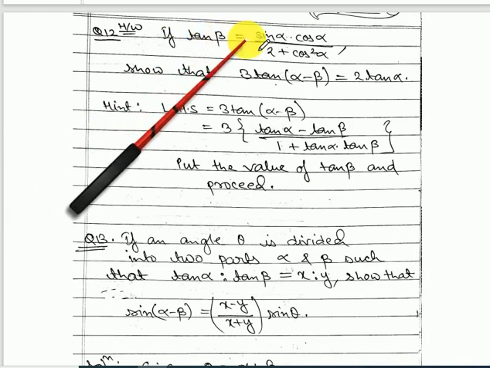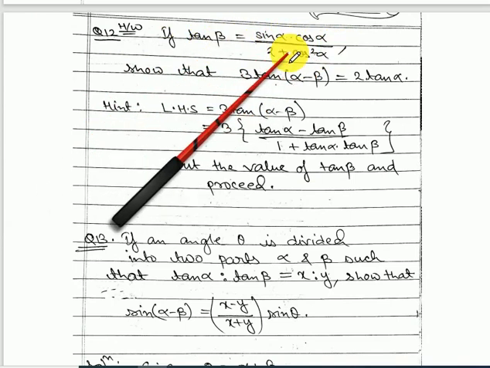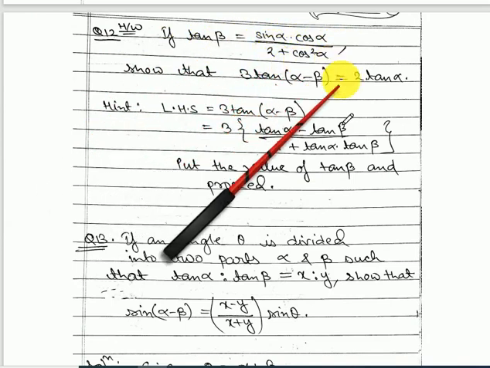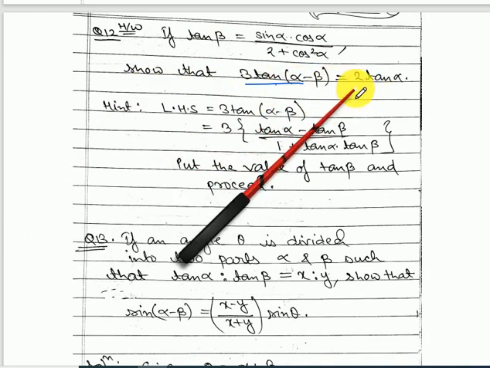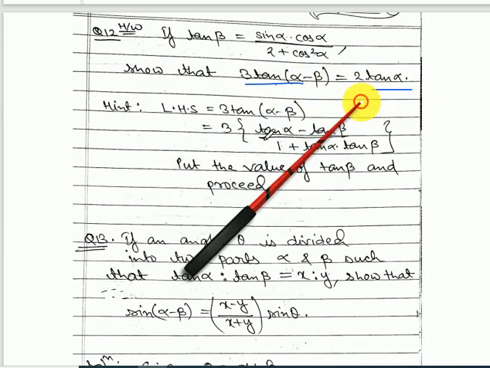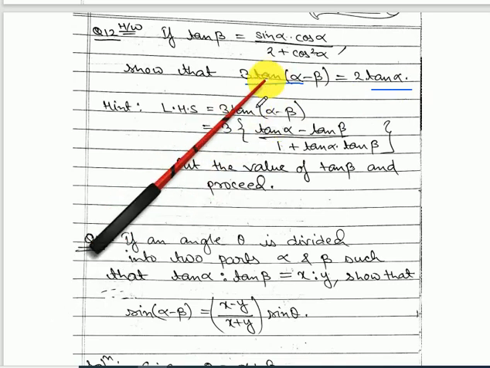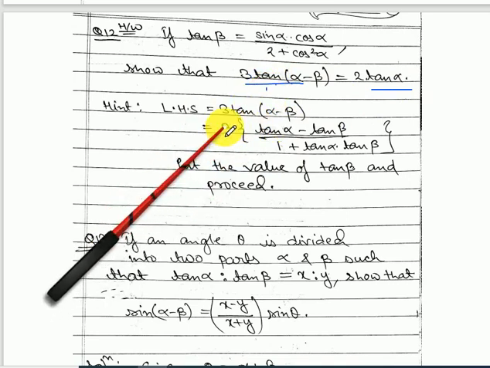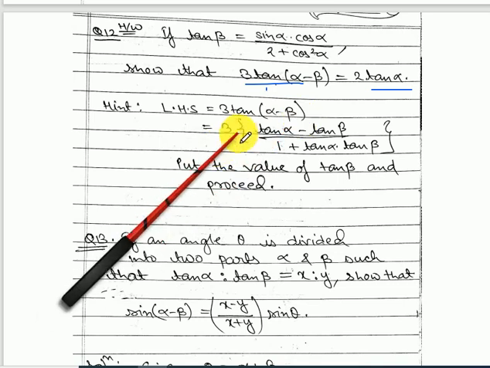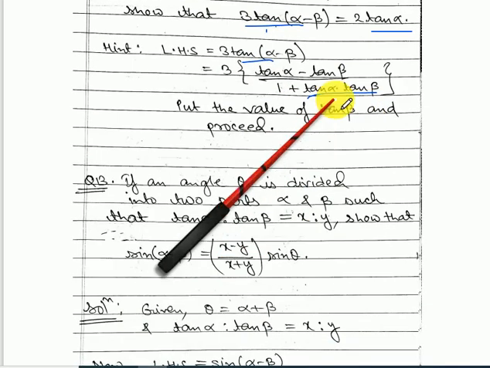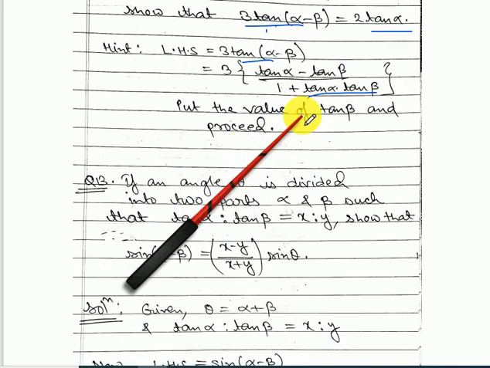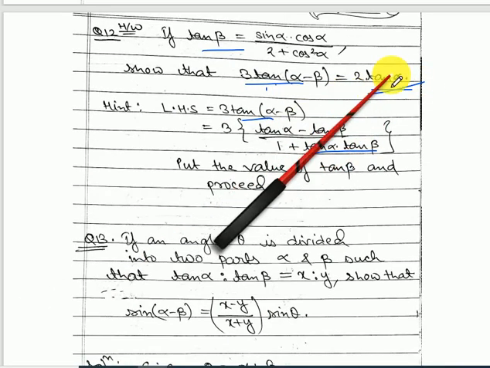Okay, question number 12, it's homework. If tan beta equal to sin alpha into cos alpha upon 2 plus cos square alpha, show that 3 tan alpha minus beta is equal to 2 times tan alpha. Okay, so here you have to start with your left hand side, this one. So 3 times tan alpha minus beta. Expand this and you get this. You know the value for tan beta, substitute. Try by yourself. Simplify and you should get 2 tan alpha at the end.